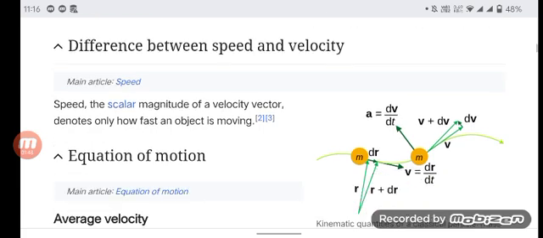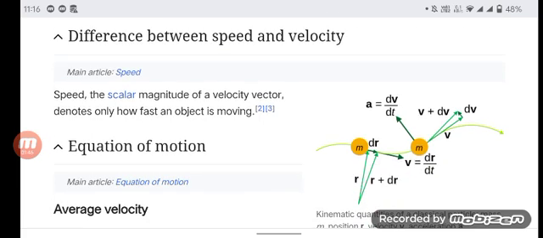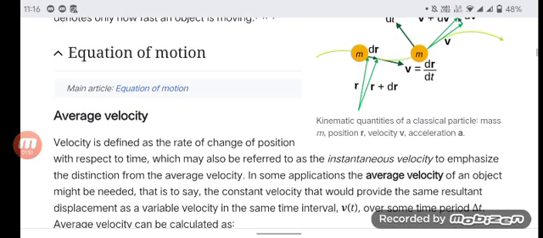Difference between speed and velocity. Speed, the scalar magnitude of a velocity vector, denotes only how fast an object is moving.